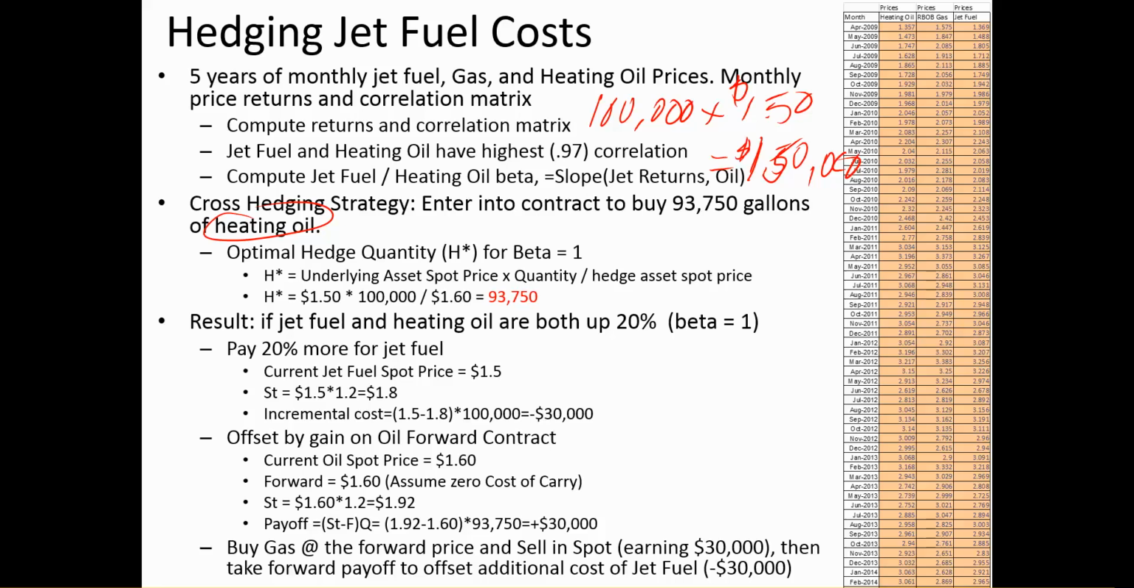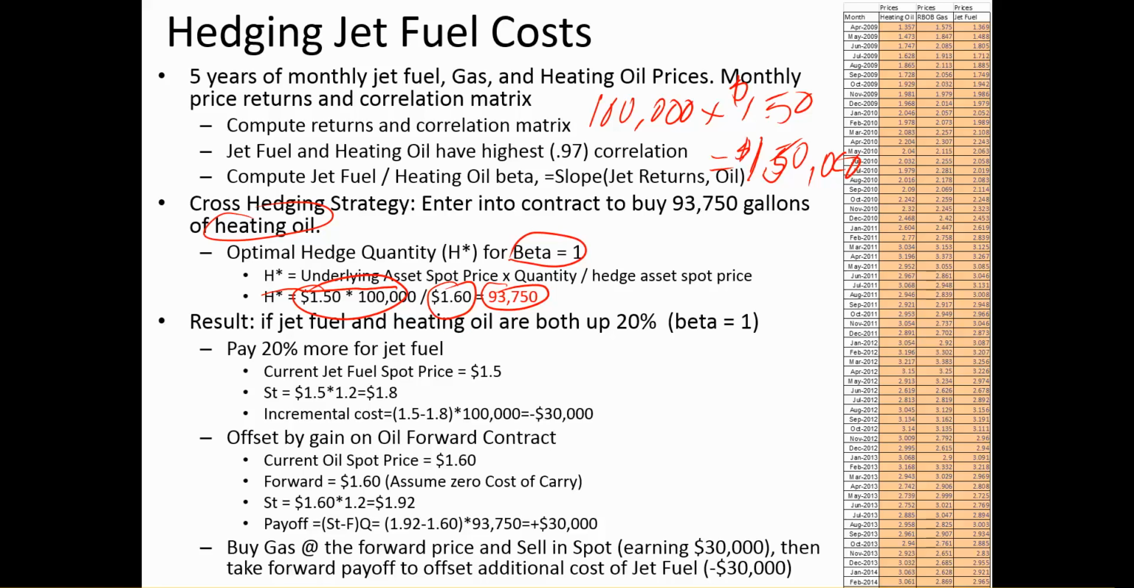in jet fuel. How Southwest hedges the position, assuming the beta is 1, we'll change it to 1.03 later, is this: my optimal hedge ratio is the ratio of the $150,000 current value of my need in jet fuel, the spot price of jet fuel times the quantity, divided by the spot price of my hedge asset. Let's assume our spot price of heating oil is $1.60. So if I take that ratio, I need to take a long position in 93,750 gallons of heating oil.